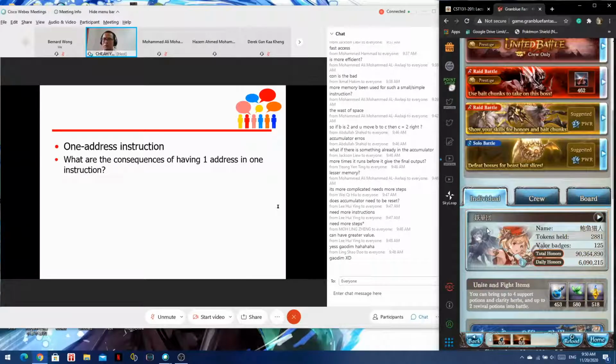The pros of it is more addressable addresses, right? More addressable locations, not addressable addresses. More addressable locations in memory. Okay.